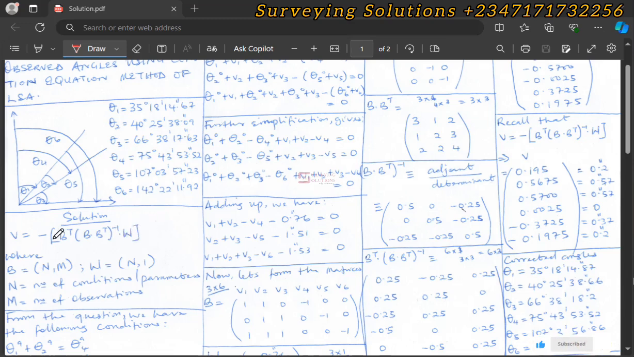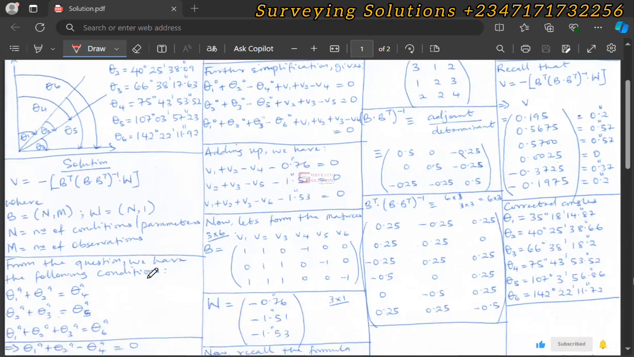So as you can see here, this formula would be used for the condition equation method of the least square adjustment. The B is a matrix of n by m, and the w is a matrix of n by 1, right? Good. So your n is the number of conditions slash parameters, whereas your m is the number of observations, right? Good. So these are some foundations that we need to build. These are some fundamentals that we need to appreciate, right?